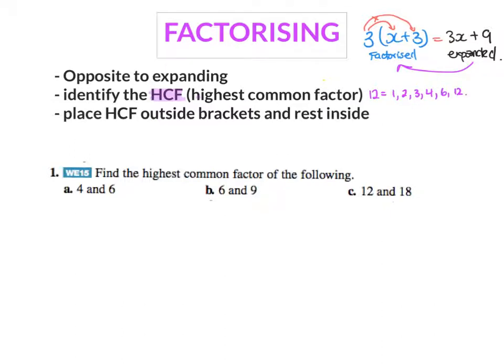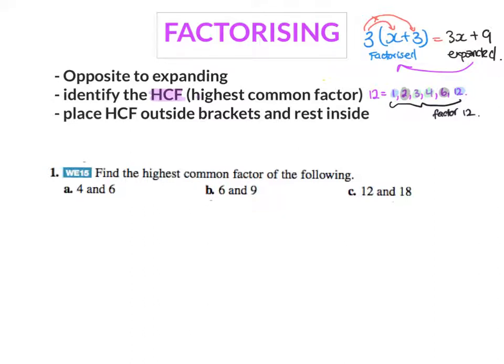Because if you look, you can do 1 times 12 is 12, 3 times 4 is 12, and 2 times 6 is 12. So these here are the factors of 12. When we have two terms, we want to find the highest common one between the two of them. That's the first step in factorizing, so we're going to practice that first here.